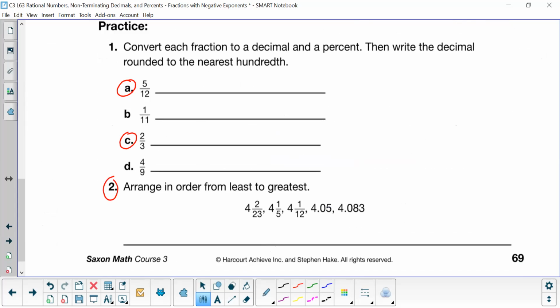Okay, so for part A, don't forget you got to make each a decimal and a percent. I guess it already is a fraction. And then the third part is round the decimal to the nearest thousandth. So you got 3 answers for A and C. And then for 2, convert all of those to the same type of number. I think a decimal is the easiest. And then put them in order from least to greatest.